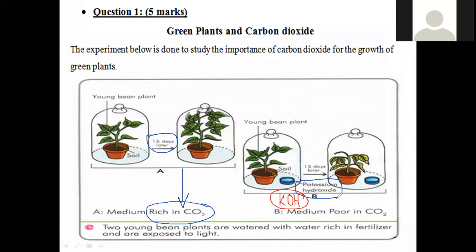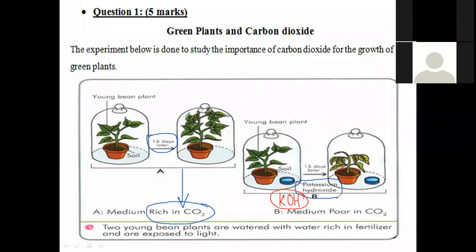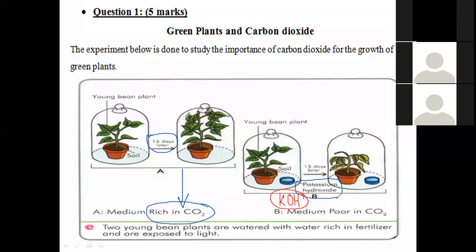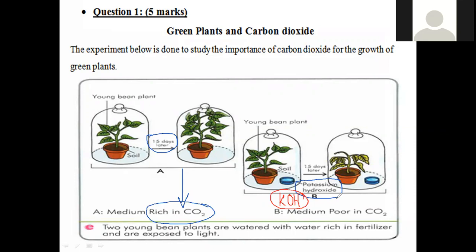What is the objective of this experiment? Objective means the purpose, the aim of this experiment. The objective of this experiment is to study the importance of carbon dioxide for the growth of green plants. Very good. So the objective is to study the importance of carbon dioxide for the growth of green plants.